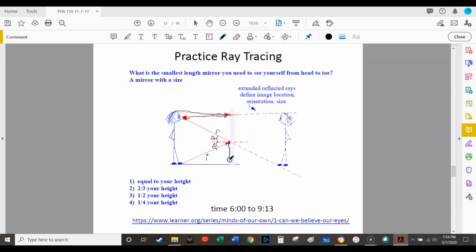Well, actually I should just circle this. So that means you really only need a mirror that is half your height. Okay?